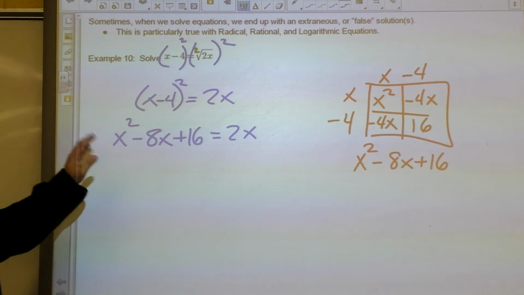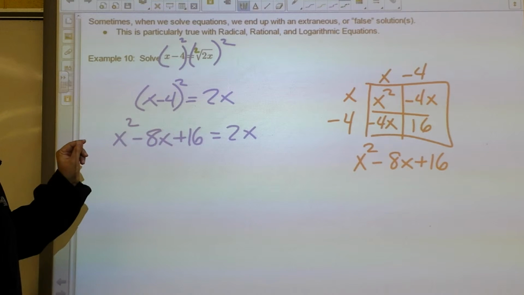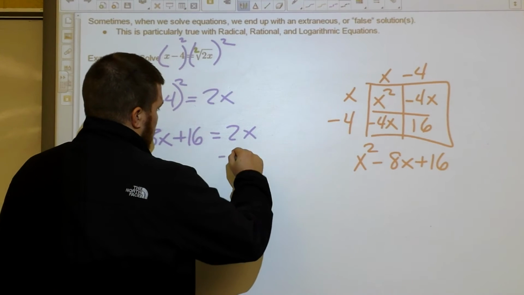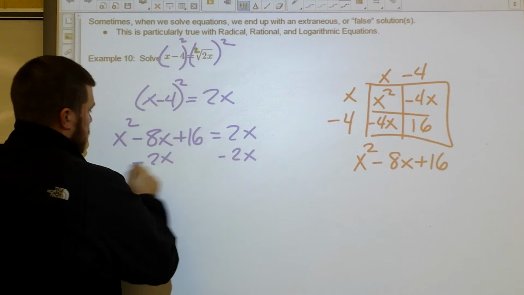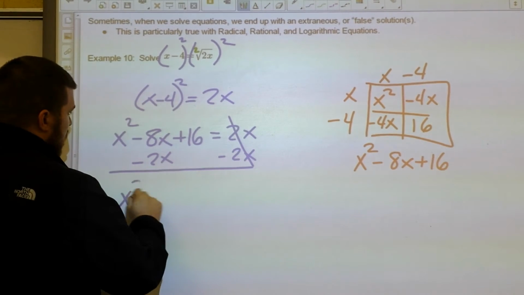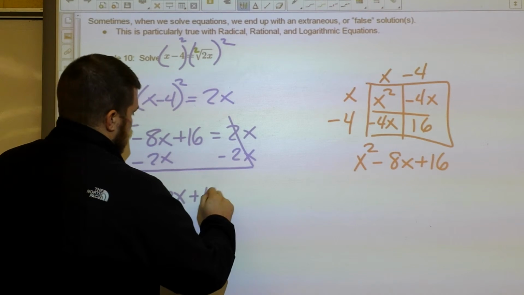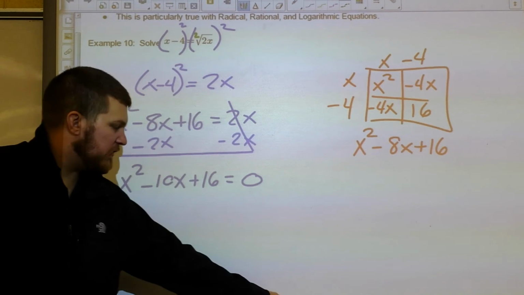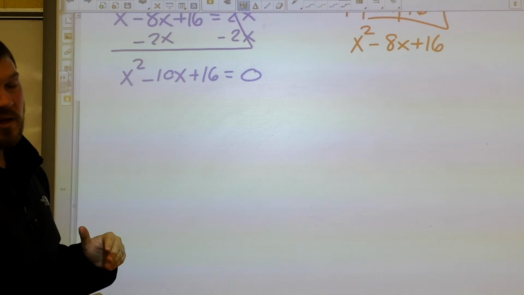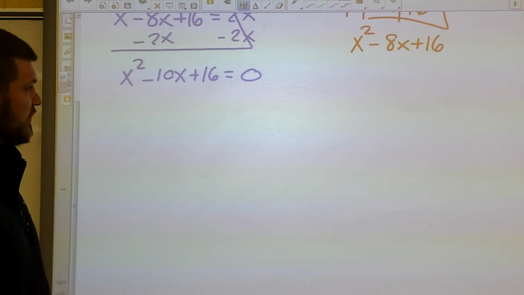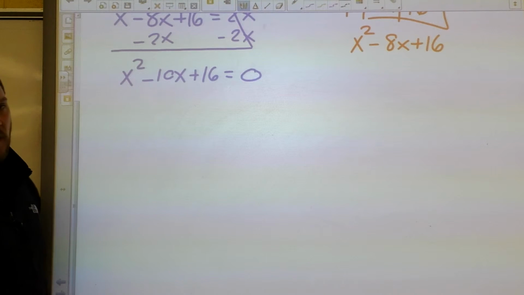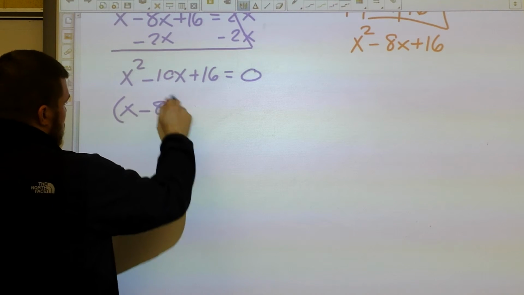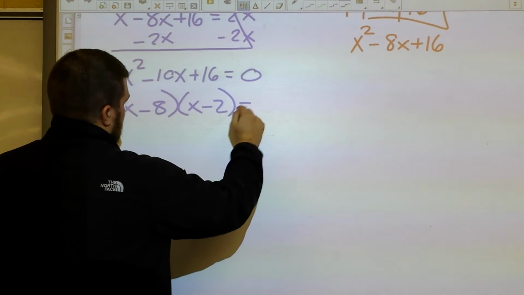Now I see a quadratic, so I remember from previous classes, like I hope you do, that to solve quadratics you need to start off by getting everything on the same side. So minus 2x on each side. So x squared minus 10x plus 16 equals 0. Now, I want to solve this by factoring. If you're not good at factoring, you need to get better. So go back and watch those videos about factoring, okay, because that's really a skill you should have before you come to this class. So I'm looking at x minus 8 and x minus 2, and that's still equal to 0.